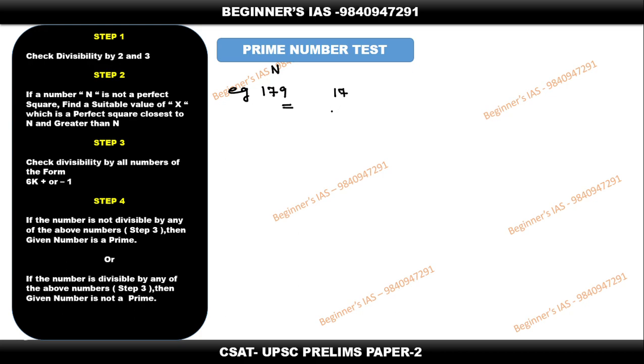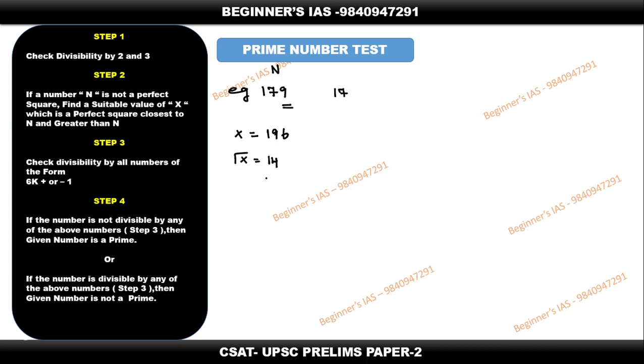Therefore, we move on to step number 2. Step 2 is, if a number n is not a perfect square, find a suitable value of x which is the perfect square closest to n, and remember, greater than n. The perfect square greater than n is 196, so I am taking this as x. Now x is equal to 196. Find the root: the root of x is equal to 14.